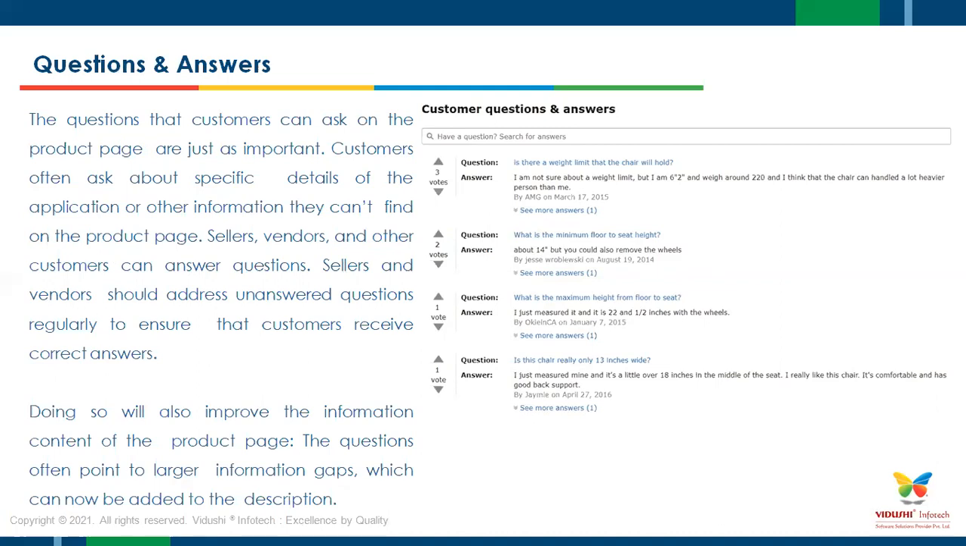Sellers, vendors, and other customers can answer questions. Sellers and vendors should address unanswered questions regularly to ensure that customers receive correct answers. If you neglect any question as a seller, you might lose one buyer. Doing so will also improve the information content of the product page. The questions often point to larger information gaps, which can now be added to the description.